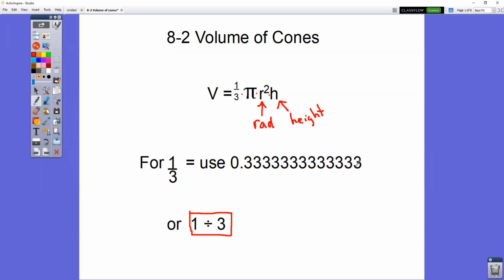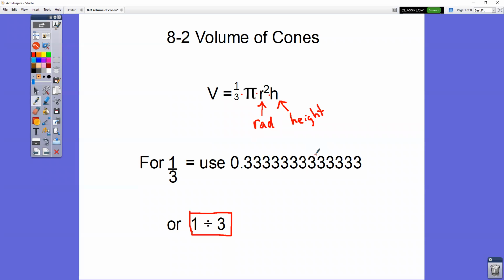Don't use 0.3. You will get the wrong answers. Don't use 0.33. You will get the wrong answers. Don't use 0.333. You will get the wrong answers. You have to fill up the whole calculator screen with threes for 1/3, because half the questions, just like yesterday, you have to round to the nearest tenth, and half the questions you have to leave in terms of pi.